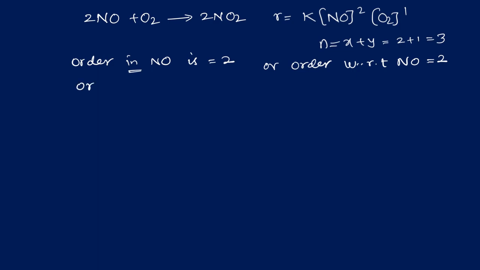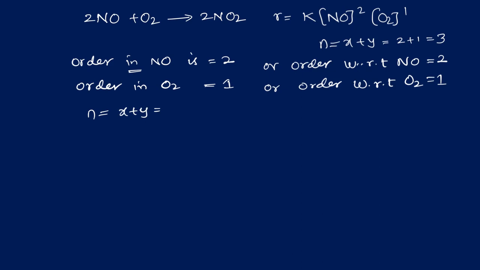Another one: order in oxygen is equal to 1, or order with respect to O2 is equal to 1. Now n is equal to x plus y, that is 2 plus 1, that equals 3. This is called the overall order of reaction.